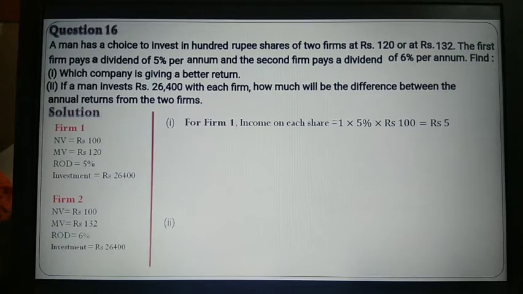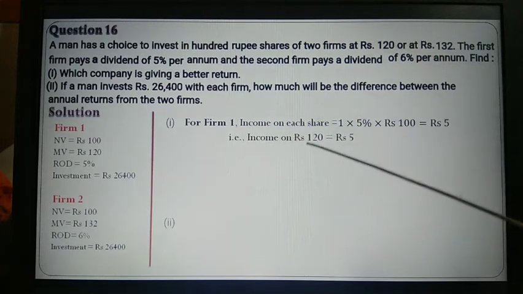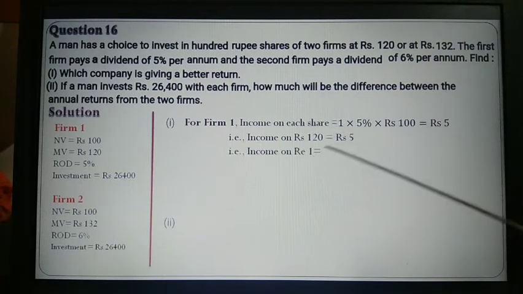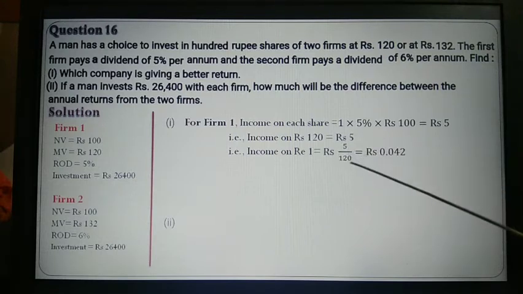So that means on 120 market value, your income is rupees 5. Let us find the income on rupee 1. The income on rupee 1 will be 5 by 120, which is 0.042 if you convert into decimal. This is how we have to compare for the better return.